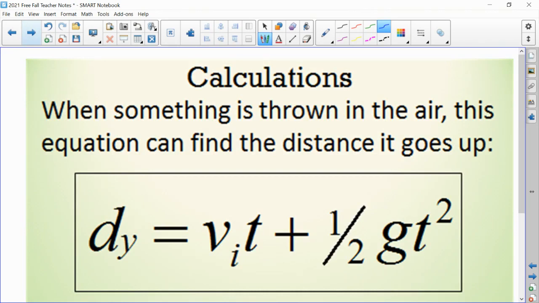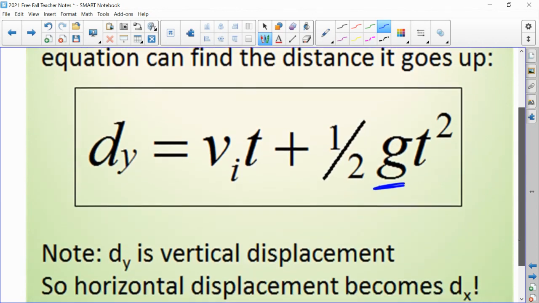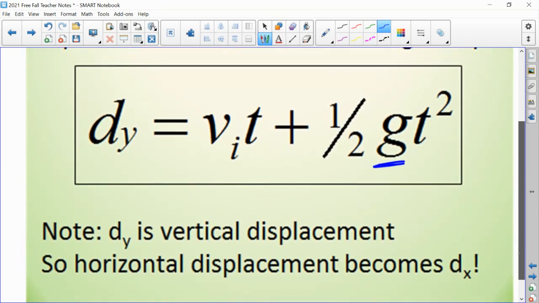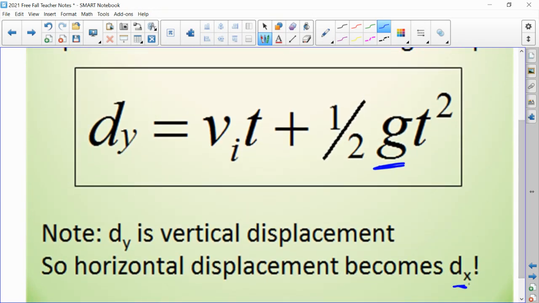If I throw something in the air or if I drop it, this is the equation that we can use to find the distance that it goes up or falls downwards. Remember, this was just d equals vi t plus 1/2 a t squared. We're just replacing the a with g, and we're writing a y here because it's in the y direction. So dy is the vertical displacement. If we were talking about horizontal displacement, it would be dx.